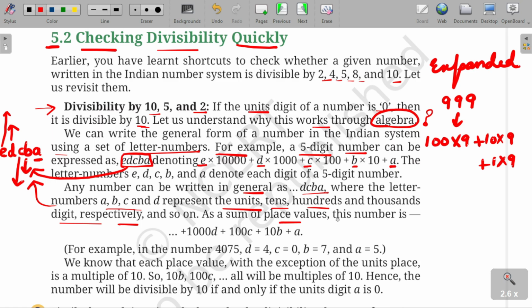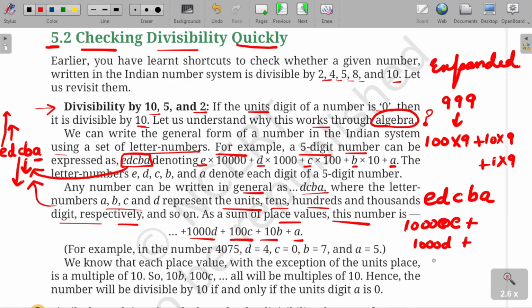As the sum of place values, the number will be 10,000 E, 1,000 D, 100 C, 10 B, and A. This is quite obvious, right? If you have E, D, C, B, A, this means 10,000 E plus 1,000 D plus 100 C plus 10 B plus single A, right? This is what we call the expanded form.